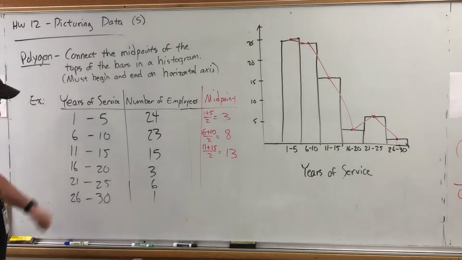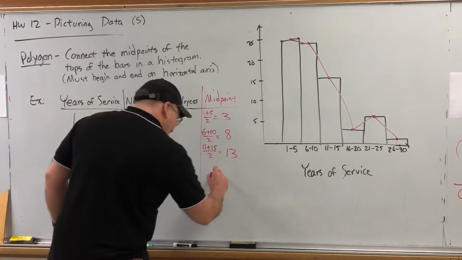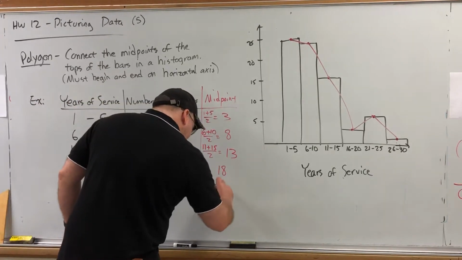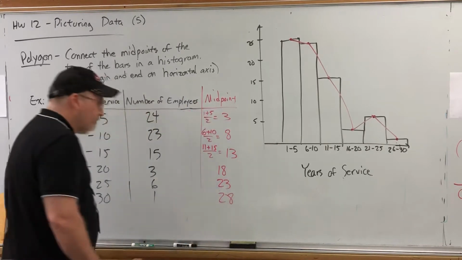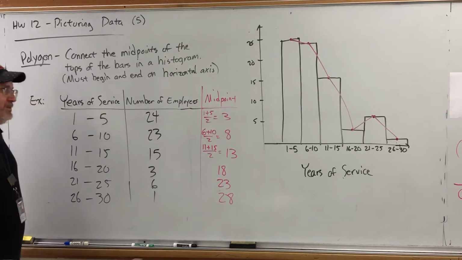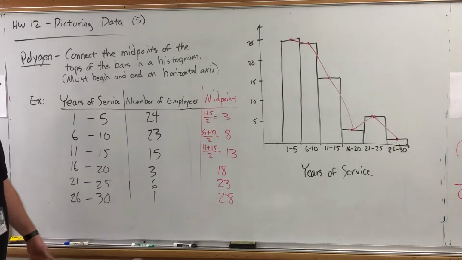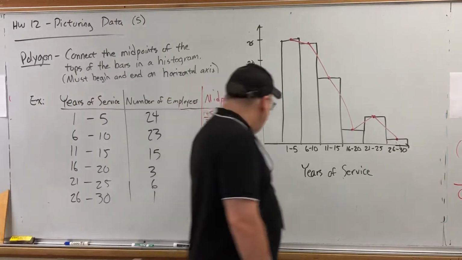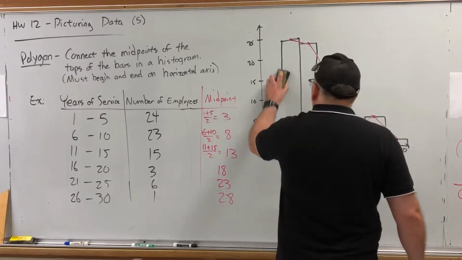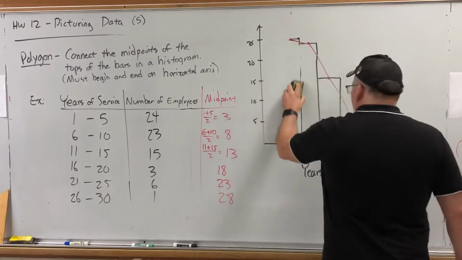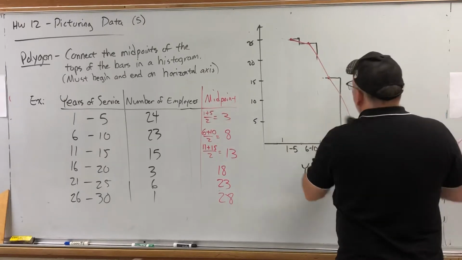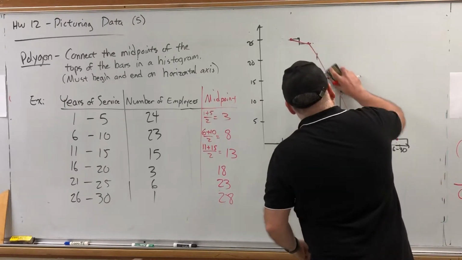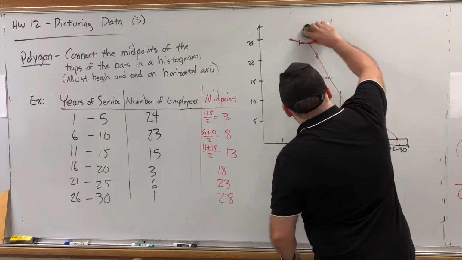So I think I'll just list the next ones. Add 5 to get 18. Add 5 to get 23. Add 5 one more time to get 28. You can almost think of this as plotting points on a graph a la algebra style. I'm going to erase the bars here and try to leave just the polygon. Without erasing the polygon, I may accidentally erase some of it, in which case I'll have to come back and fill it in.